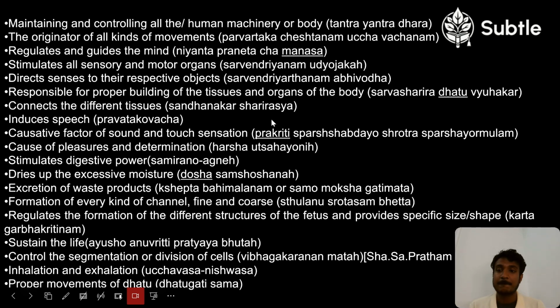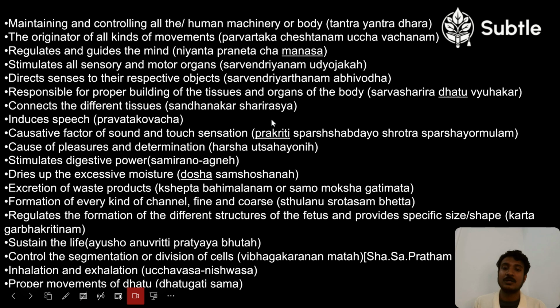Harshotsaha yonihi. It gives harsha and utsaha. It gives happiness and utsaha, enthusiasm. And it also stimulates the digestive power. Samirano agnehe. It stimulates the agni. Okay. So, I always take this example of a diya. Without air, do you think the light of the diya will be there? It won't be, right? You need oil, you need the fire, and you also need vata, right? I hope you understood my example.